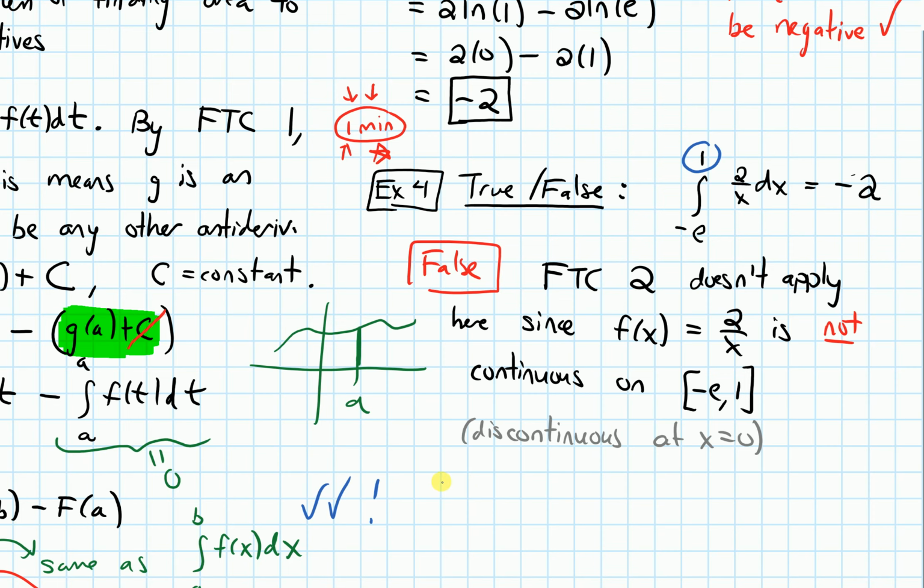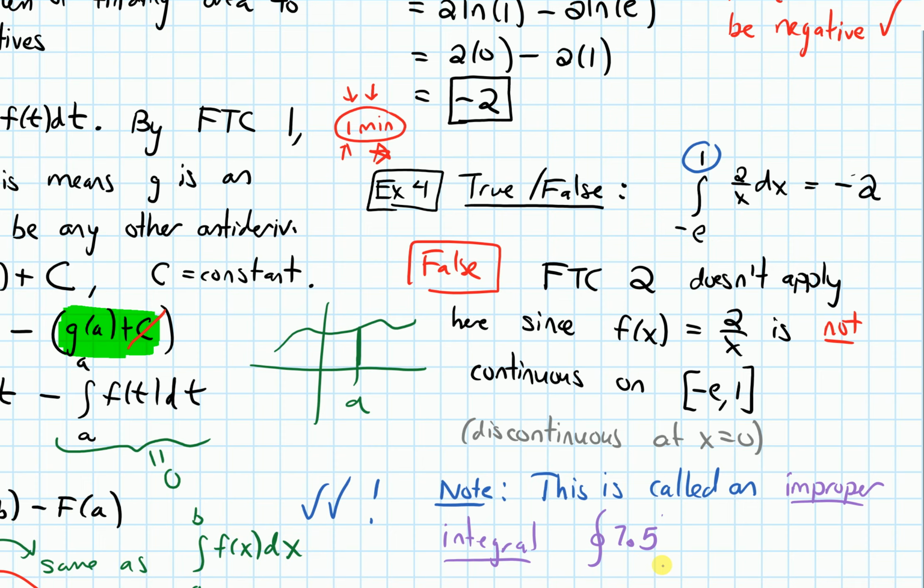Okay, so I want to make one note about this. For our purposes right now, we don't know how to evaluate an integral like this, because our function is discontinuous somewhere in the middle, so we can't use FTC Part 2. So this type of integral is an example of what's called an improper integral. And we will look at these in section 7.5. So we'll revisit integrals like these in section 7.5 and discuss methods for computing them.